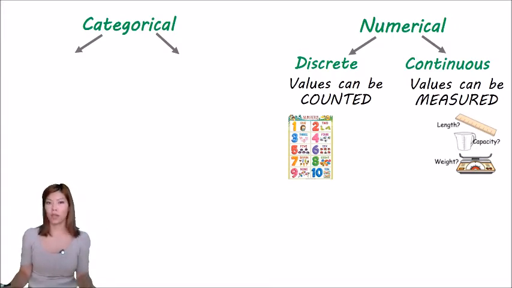Most of the time, discrete data have whole numbers, but that also helps us distinguish between the words discrete and continuous. So discrete are things that you can count, or it goes to the next value, and continuous are things that you measure.